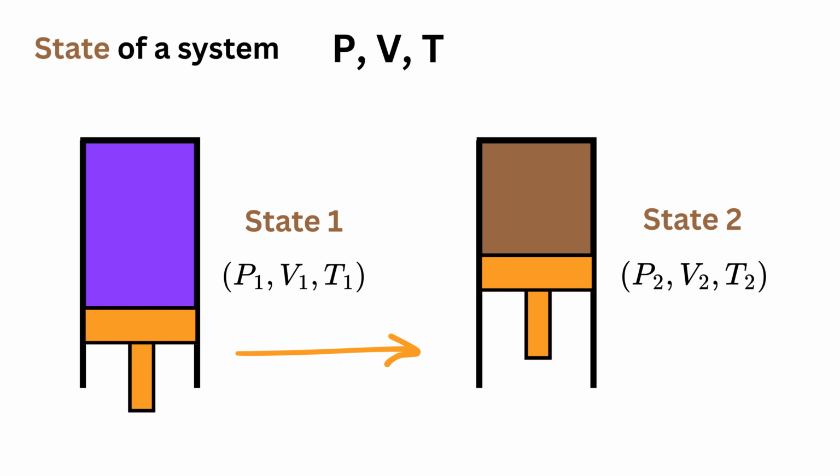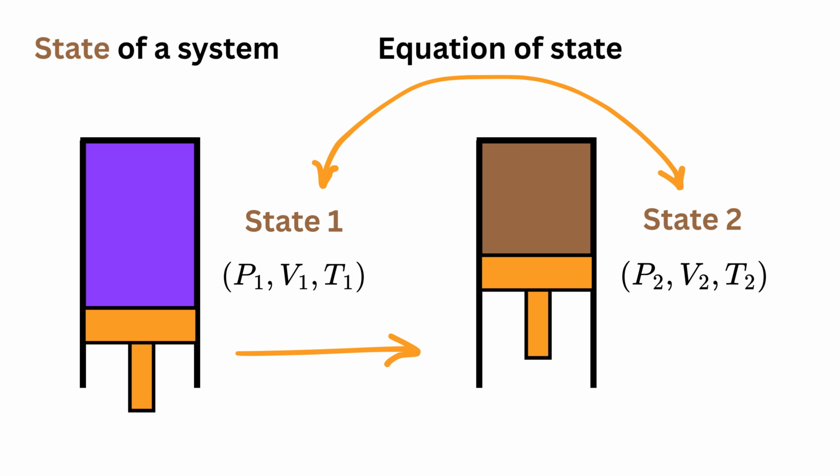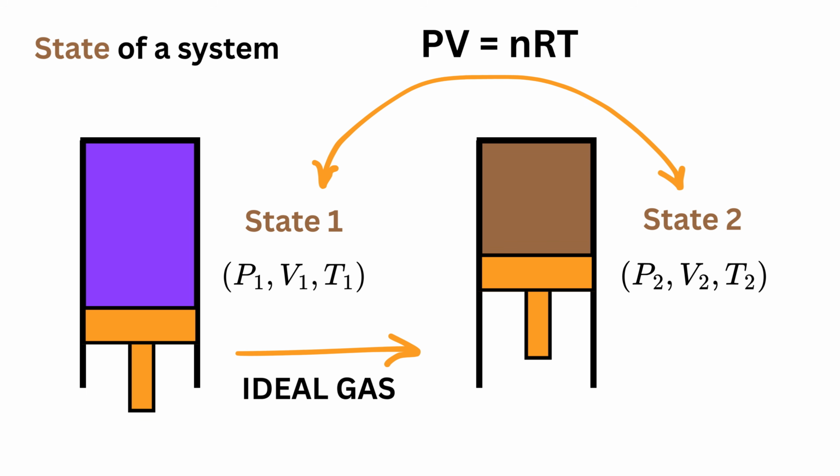The properties that define the state of a system are known as state variables, and the relationship between them is described by an equation of state. For example, for an ideal gas, the relationship between pressure, volume, and temperature can be expressed by the ideal gas equation. But we will come to that later. For now, just understand that these variables together tell us how the system is behaving.